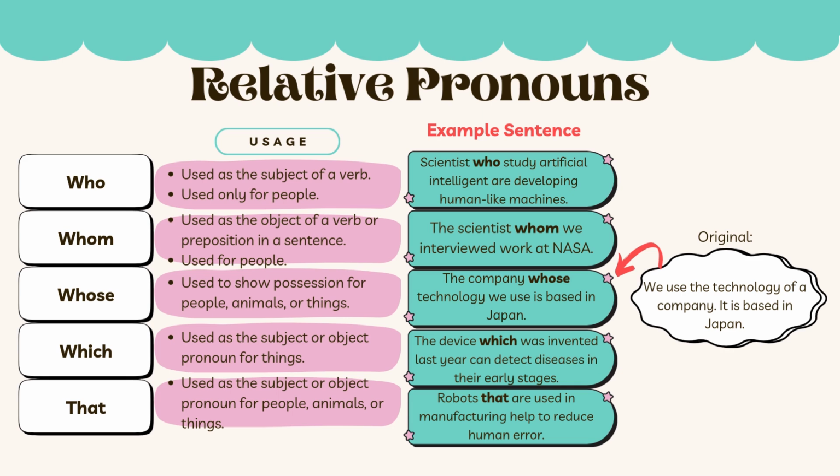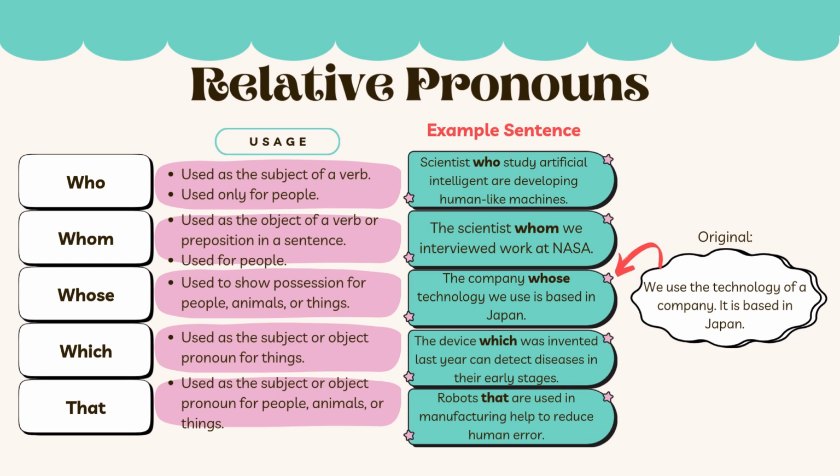There is also an original sentence where two sentences become only one sentence by replacing the word it with whose. The original sentence: we use the technology of a company. It is based in Japan.